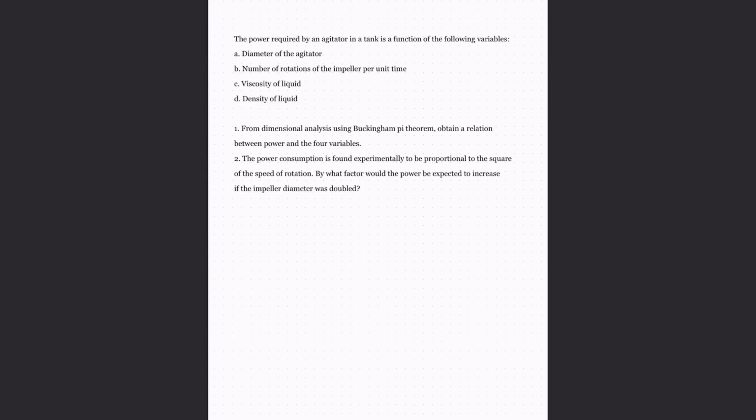Hello everyone. Today I will go over the problem on dimension and Buckingham-Pi theorem. Let's read the problem statement first. The power required by an agitator in a tank is a function of the following variables.